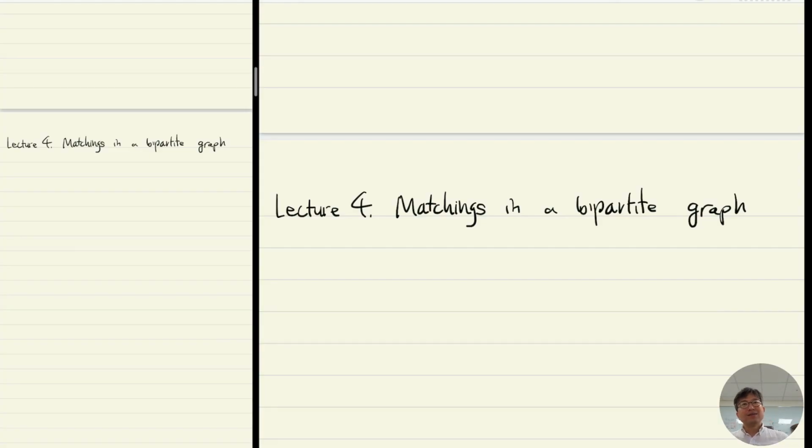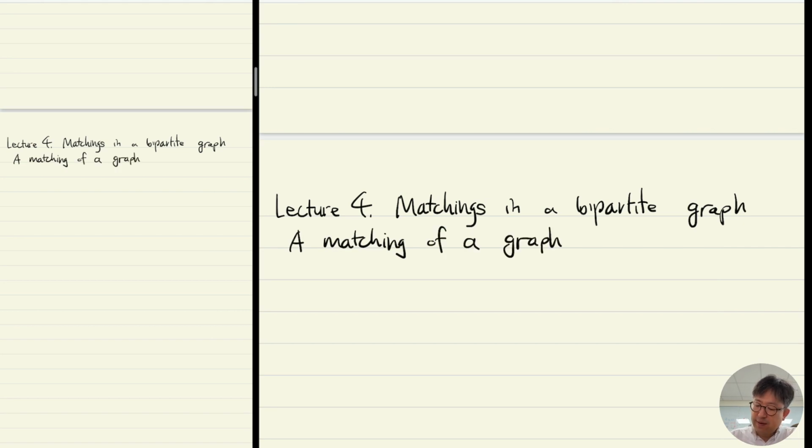Alright, so today we're going to talk about matchings in a bipartite graph. So what is a matching? A matching of a graph is a set of non-loop edges, pairwise not adjacent, right?